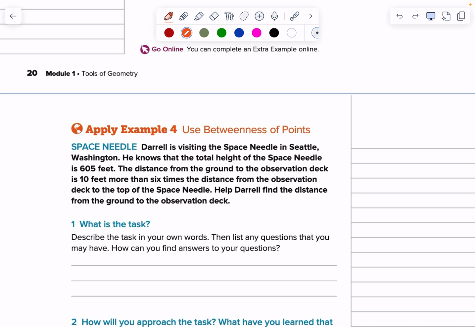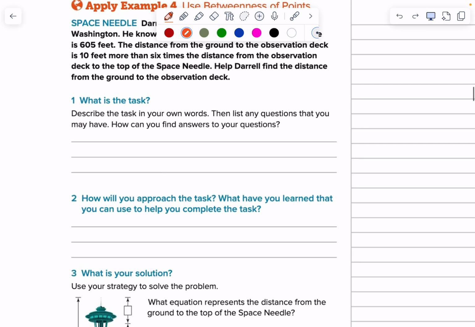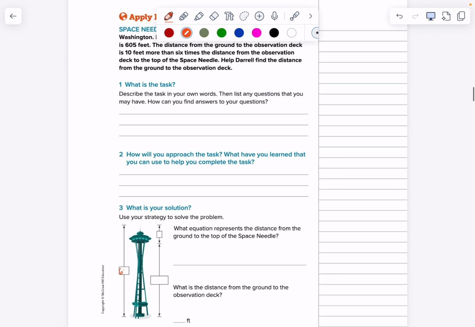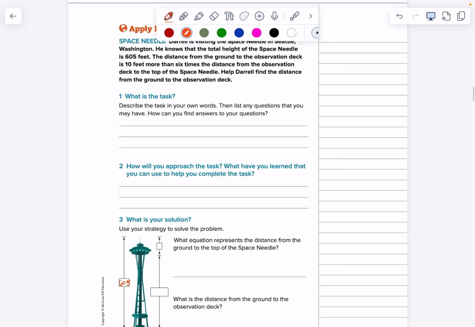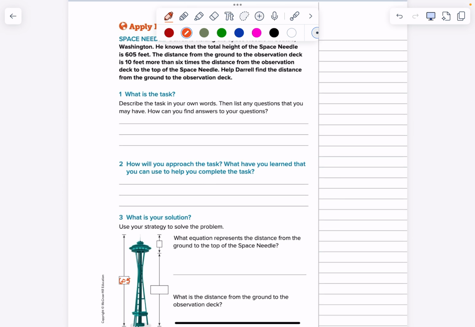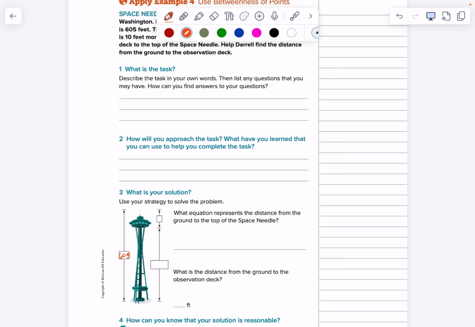Okay. He knows that the total height of the Space Needle is 605 feet. So I'm going to put that down here. They have a really good organizer here, 605. The distance from the ground to the observation deck is 10 feet more than 6 times the distance of the observation deck. What does 10 feet more than 6 times the distance look like? 10 times 6x? 10 feet more. What's 10 feet more? 10 plus 6x. Yeah, 6x plus 10, right?